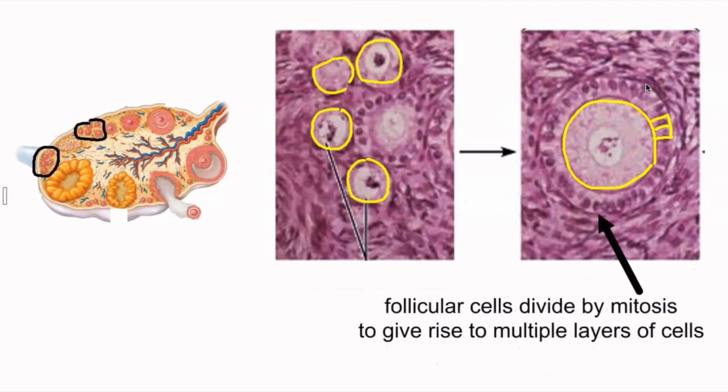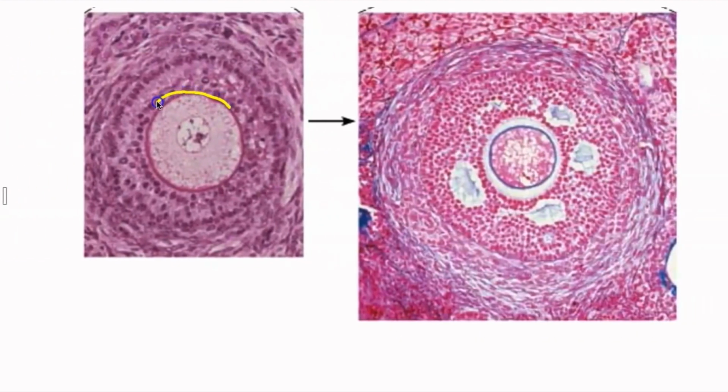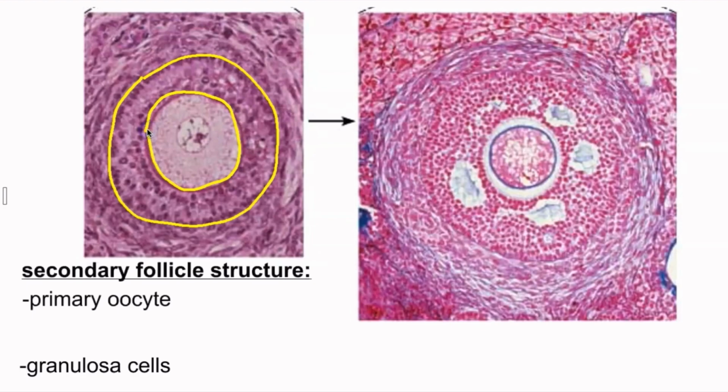What happens next is the follicular cells start to divide by mitosis, giving us multiple layers of cells. This is what it looks like. Once you have more than one layer of follicular cells, as we can see here, there are multiple layers. Those cells are now known as granulosa cells. And once we have multiple layers of granulosa cells that surround this still primary oocyte, then the whole structure is called a secondary follicle. In a secondary follicle, the primary oocyte starts to deposit a layer of sugar and protein on the outer membrane of the oocyte, known as the zona pellucida.